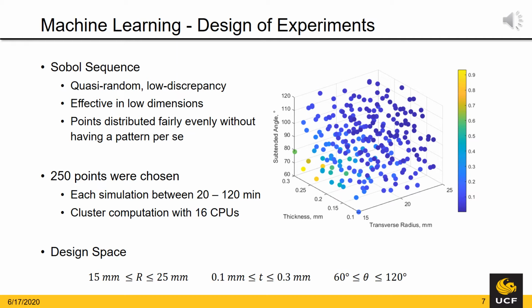Each simulation took between 20 minutes and 2 hours and was run on several nodes of a cluster with 16 Intel Xeon 64-bit CPUs each. The design space of the radius was limited to the interval between 15 to 25 mm, the thickness to 0.1 to 0.3 mm, and the subtended angle to 60 to 120 degrees.